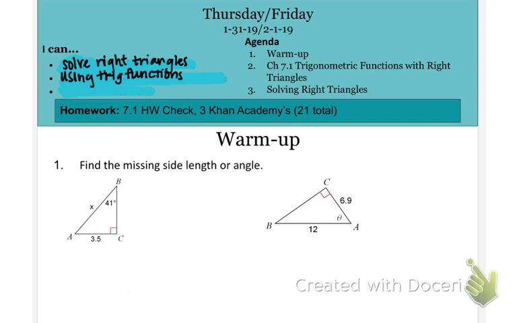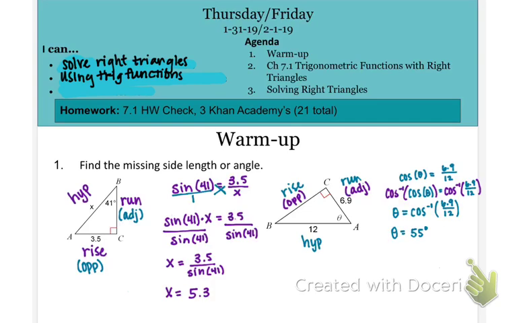So what I want you guys to do today for your warm-up is, on a separate sheet of paper, go ahead and find the missing side length or angle of the given triangles. Pause this video. Once you have solved them out, or you think you have solved them out, go ahead and restart again to find the answer. All right, hopefully you have taken a few minutes to get this warm-up done. Now let's go ahead and look at the answers.